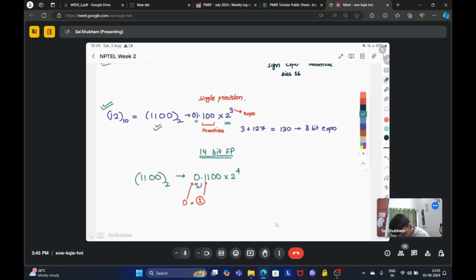So now this is your exponent. 4 is your exponent. This part is your mantissa, and the bias is 16. So you add exponent to bias, which is 4 plus 16 equal to 20. So this will be included in your 5-bit exponent representation. So it will look like this.